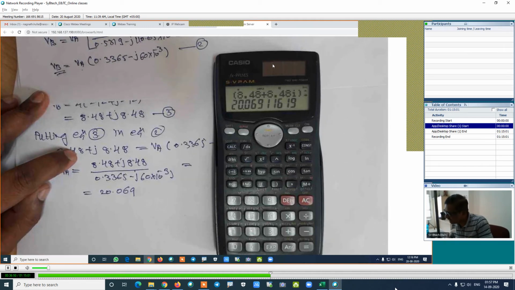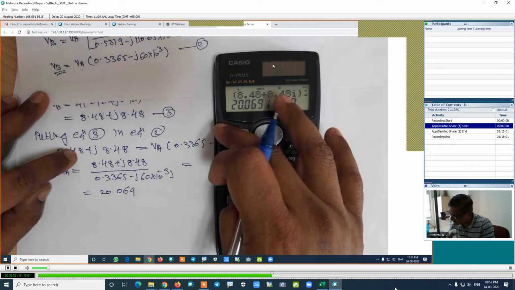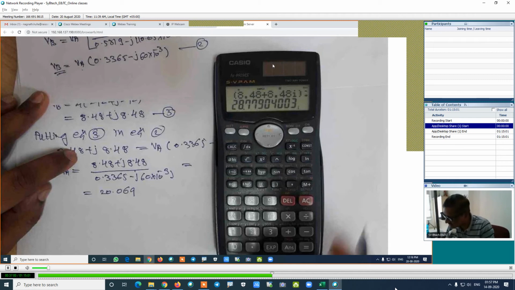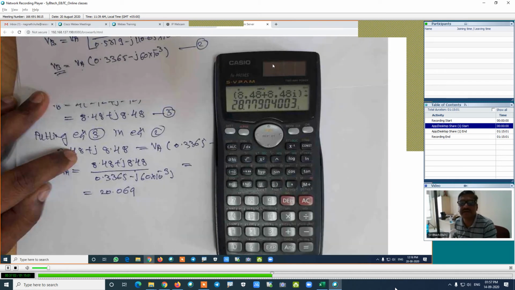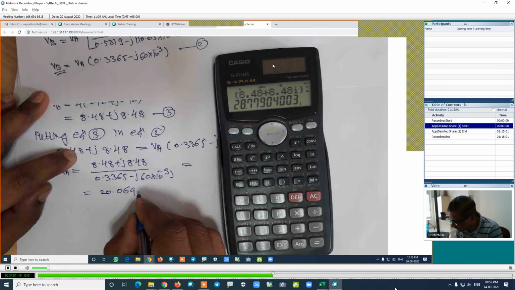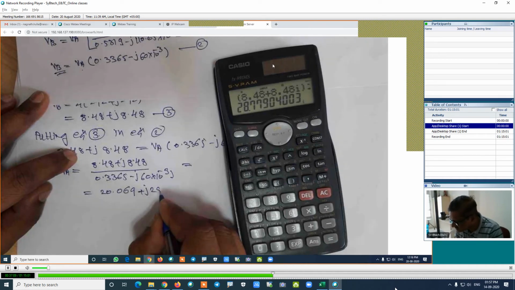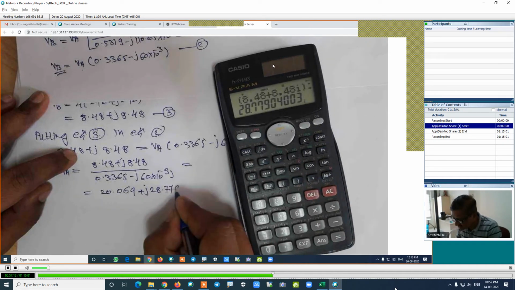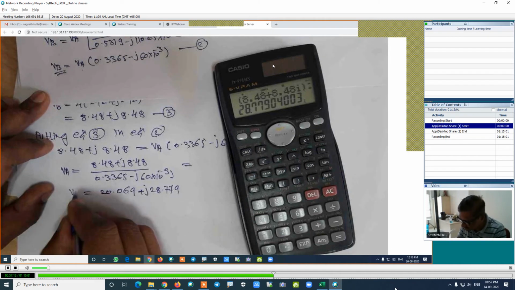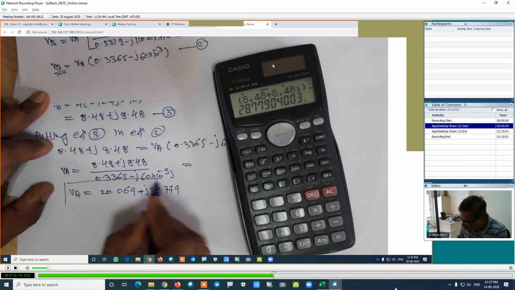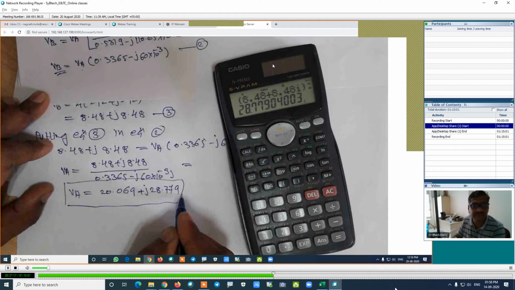How is the imaginary part? We have to use shift is equal to. This is shift is equal to. Look at this i. That value is 28.779. So it is 28.779 plus j 28.779. This is the VA. Is it right? We got the two values.